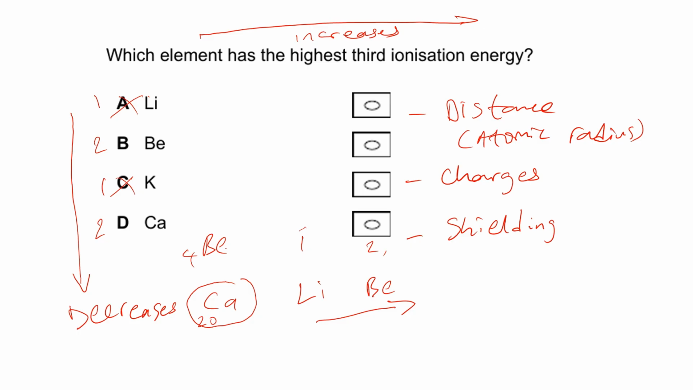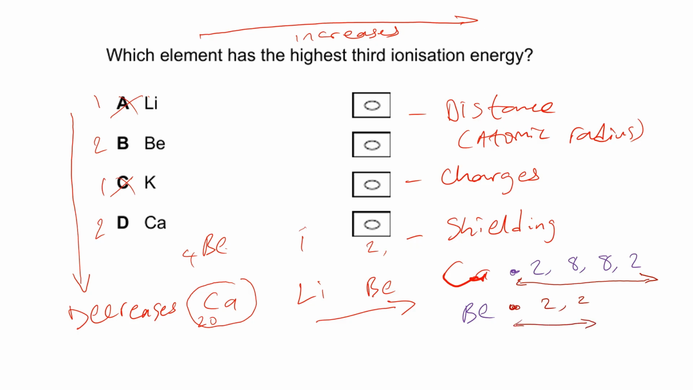Now this is what I mean. For calcium, let's assume this is the nucleus. We have 2, 8, 8, 2. And for beryllium, let's assume this is the nucleus. Now we have 2, 2. So look at the distance between the nucleus and the outermost shell. You can see that the distance is greater in calcium than in beryllium.